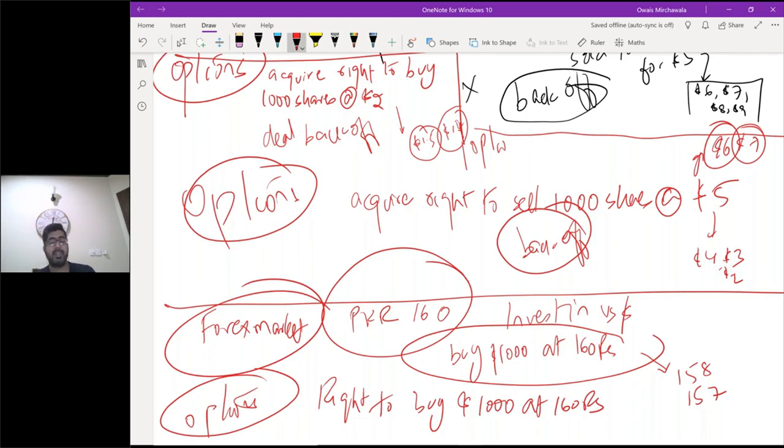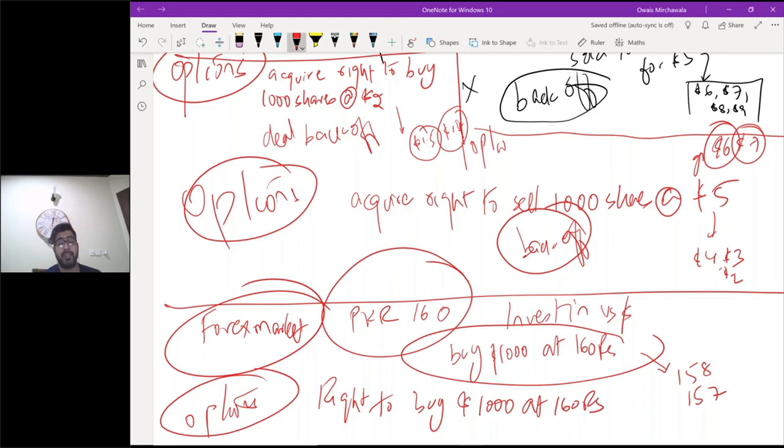This is options. Let's suppose you already have $1,000 and you plan to sell. If you sold and the prices go up, you will suffer loss. Just acquire a right to sell dollars at 160, on the condition that if prices go down, I will exercise my right and sell at 160. But if the prices go up in the market, I will be selling it for 163.